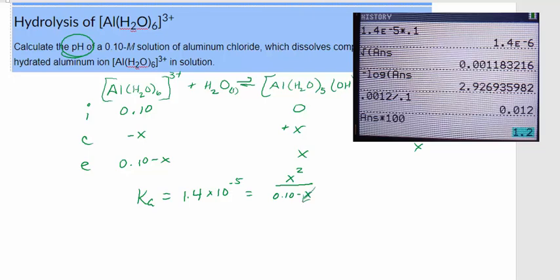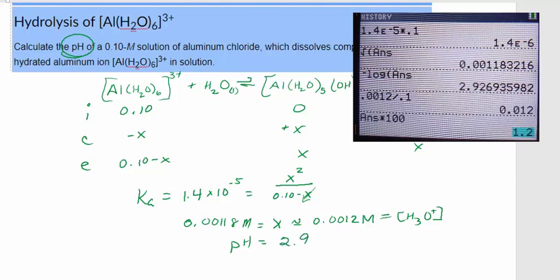And I get an x value of 0.00118. Now I can only keep 2 sig figs, so I'm going to call that 0.0012 molar. And that is the concentration of my hydronium ion. Because that is the concentration of my hydronium ion, I can then find the pH as the negative log of that value. And I get a value for pH of 2.9, I'd call that 2.93.